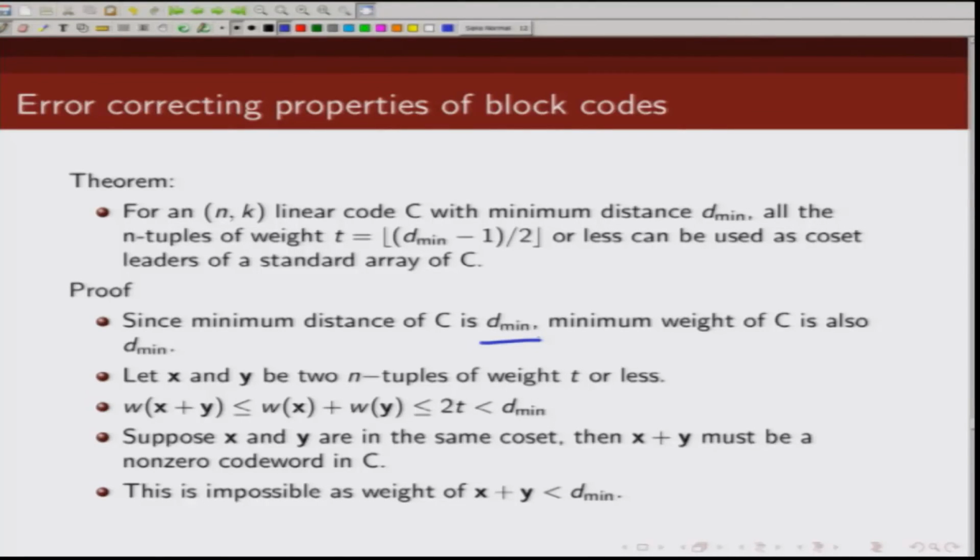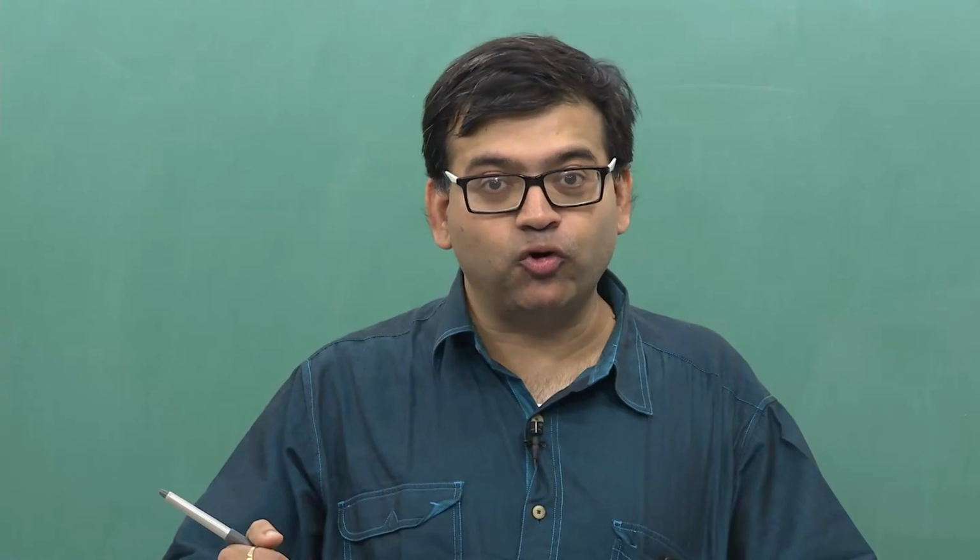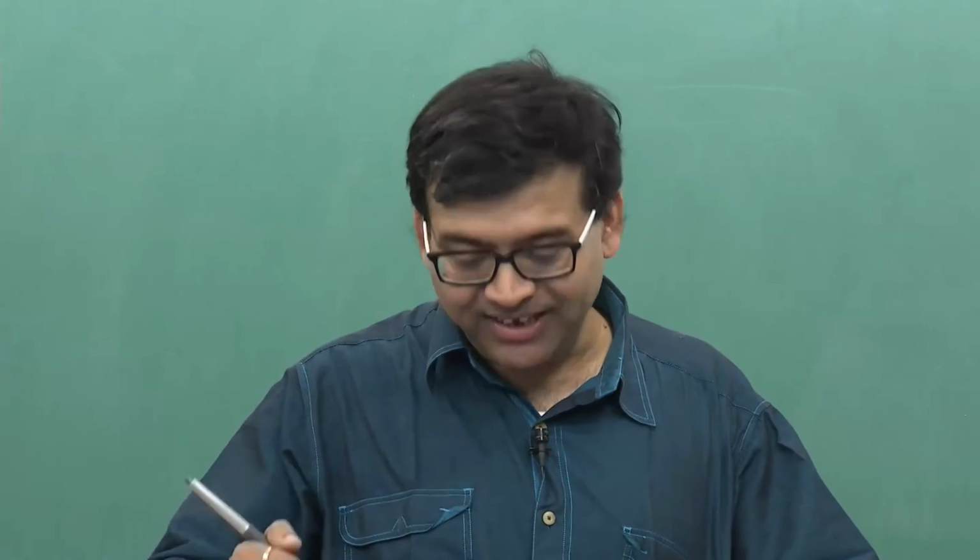The weight of x plus y must be at least d min. But what is the weight of x plus y? We just showed in this bullet that the weight of x plus y is less than d min. If the weight of x plus y is less than d min, then x plus y cannot be a non-zero code word, because the weight of a non-zero code word should be at least d min.